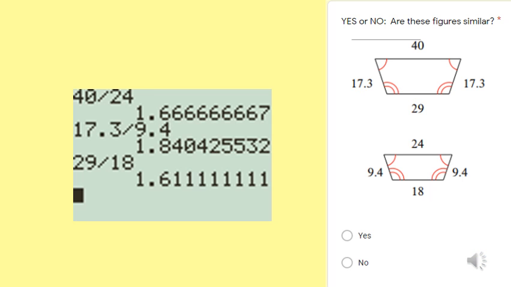On the other hand, on the next one, I divided the longest side of each of these trapezoids, I divided the shortest side of each of the trapezoids, and I divided the medium side of each of the trapezoids, and I got three completely different answers. And because they're not the same, that's why this one's no. Even if two of them were the same, but the third one was different, that would still be no. So you have to look at what matches up, divide them. If they're the same, it's yes. If they're not, it's no.